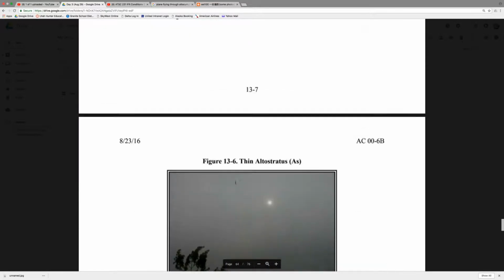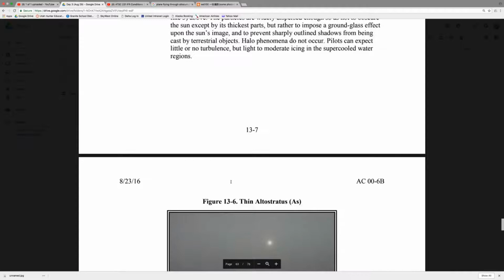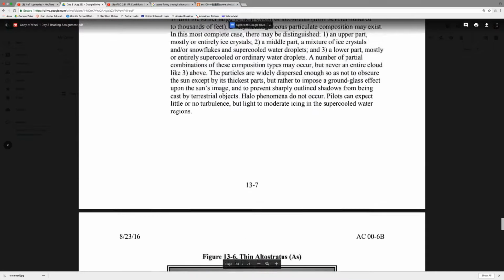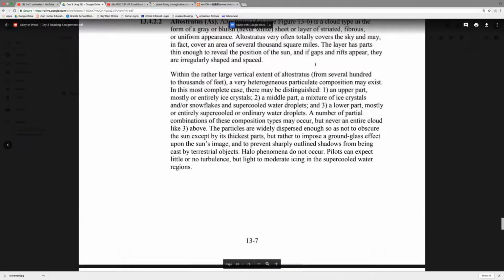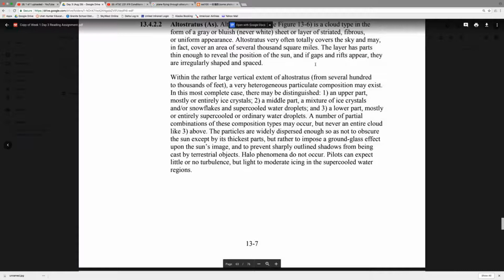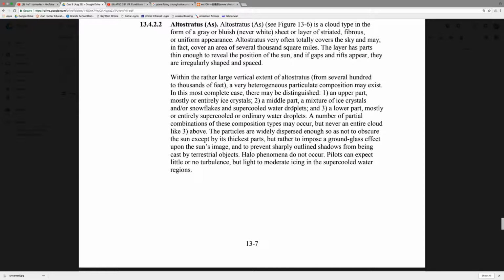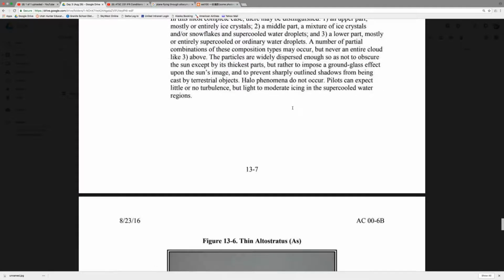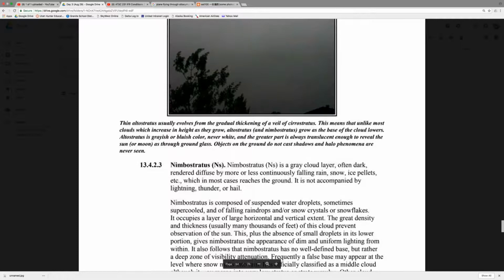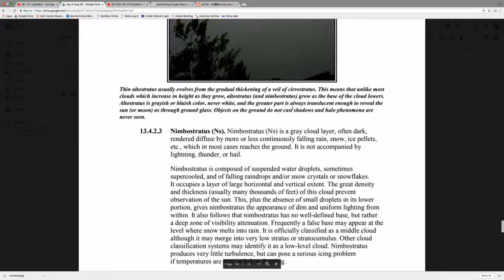So just like a hazy, bluish gray, really, really dull day. That's typically what we're seeing with our altostratus. Calm, smooth flying.